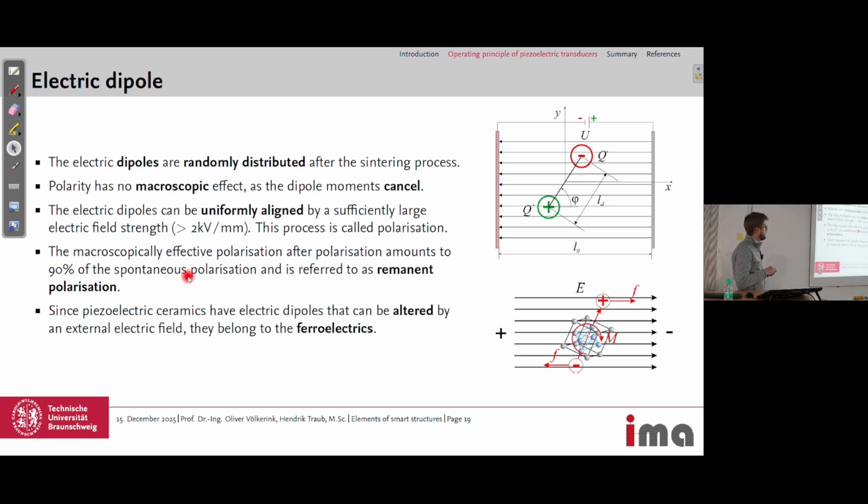And if we then remove the field again, this macroscopic effect remains, where the polarization stays at an amount of 90% of the spontaneous polarization. So we have a remanent polarization. We will have a look at the diagram afterwards, but the polarization is, let's say, strongly aligned with the field. And if we remove the field, it goes a bit back, and this is then the remanent polarization without the field applied.